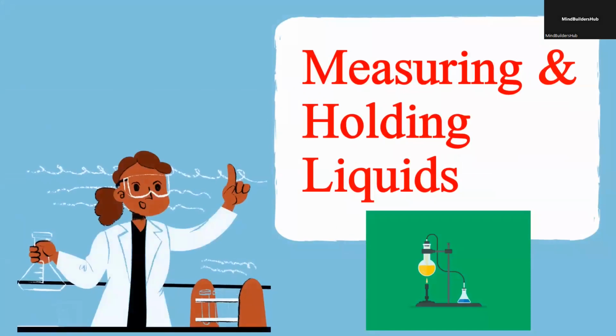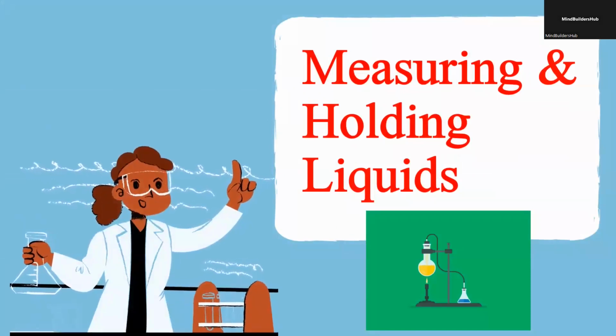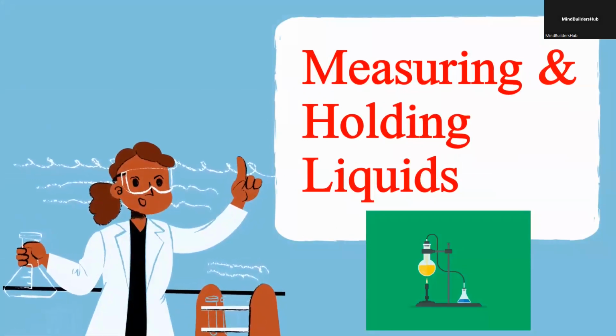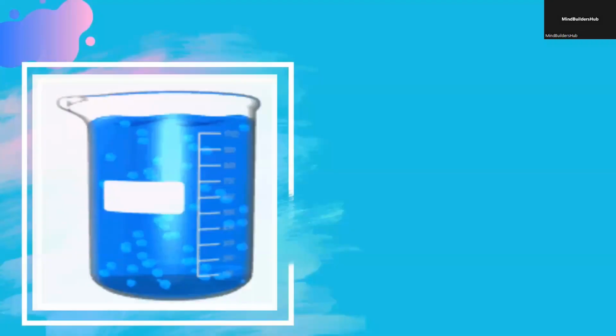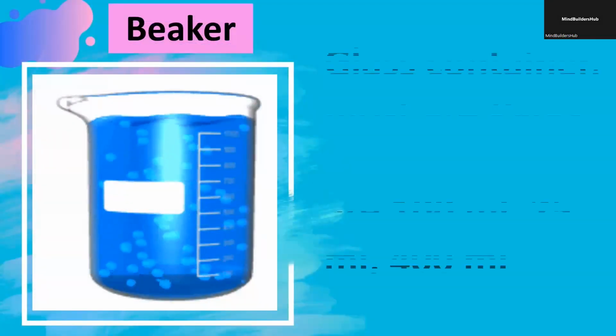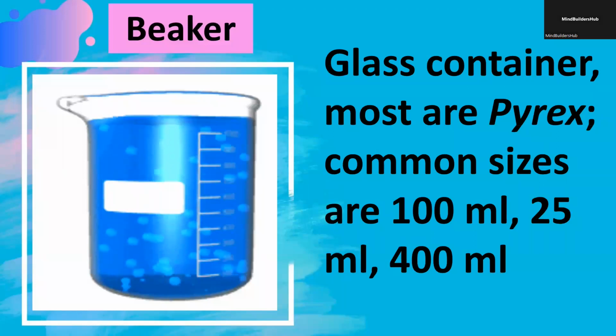What about the apparatus or instrument used for measuring and holding liquids? We have the beaker, and this is a glass container. Most are Pyrex because they can hold even a very high amount of heat, and the common sizes may range from 100 ml up to 400 ml.